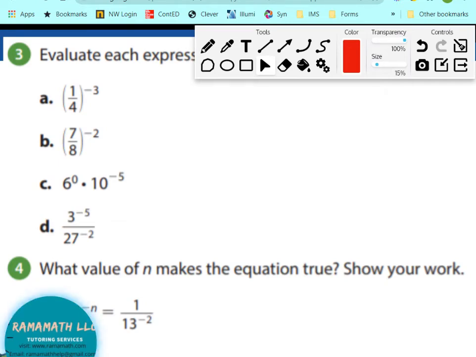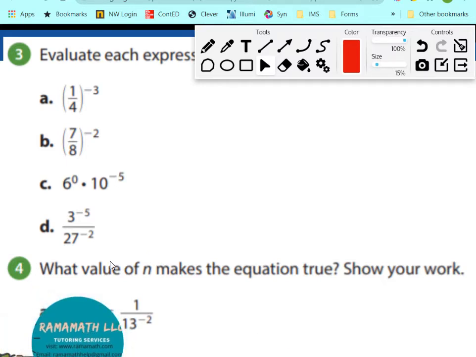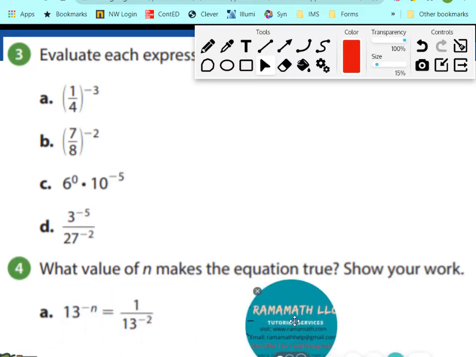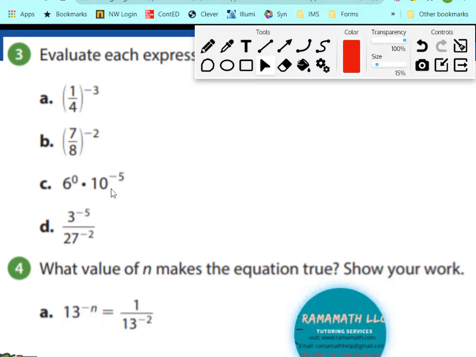Already. So we'll continue with the review of exponential rules and application problems. And in the last video, we talked about how to solve some of those questions. And now we'll continue with the second part of this. So yesterday, we were basically completing this last question, 13 to the negative n equals 1 over 13 to the negative 2. Now let's see, how can we find the value of n?